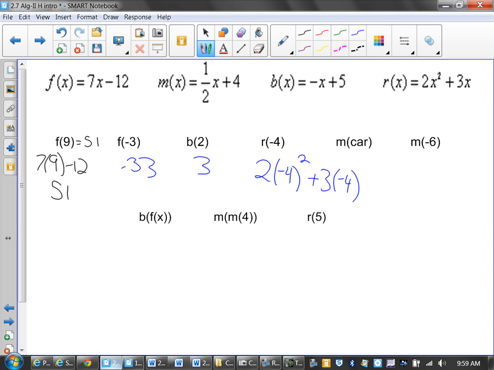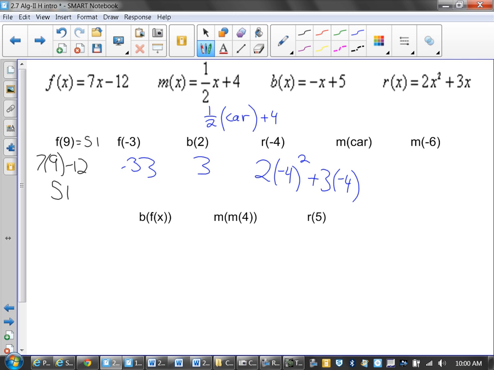Also, M of car. What do you do when you have M of car? Substitute car for X. So you wind up with 1/2 car plus 4. And can you do anything with that? Car plus 2. Oh wait, no. Can I do anything with that? No, I'm done.